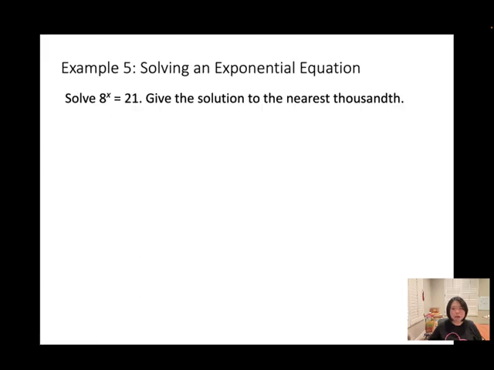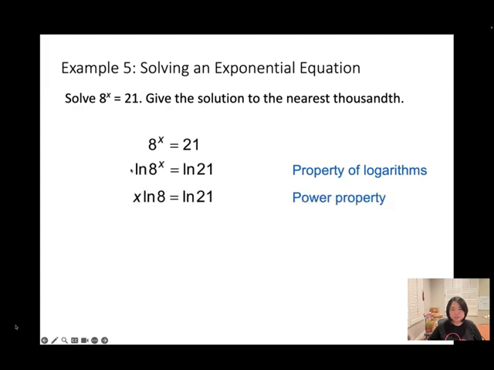Now we want to know how to solve an exponential equation. I have 8 to the power of x equal to 21. Either you could take the log or you could take the natural log of both sides. Natural log, the base will be e here. And then the x will be the exponent, so we can put it in front.